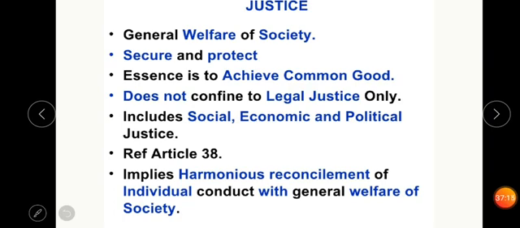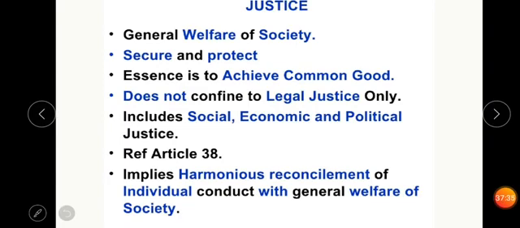So please take rest if you are not comfortable. Okay, but in justice you have to understand first what justice is and why it is important.